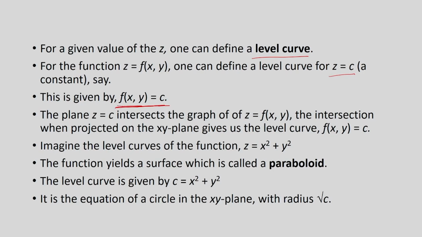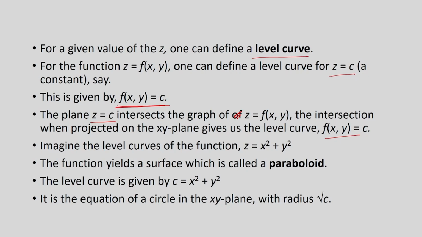Notice this equation involves only 2 variables, right, only x and y, it does not involve z. So, the plane z is equal to c intersects the graph of z is equal to f of x y. The intersection when projected on the xy plane gives us the level curve f of x y is equal to c. So, that is the full explanation of this.